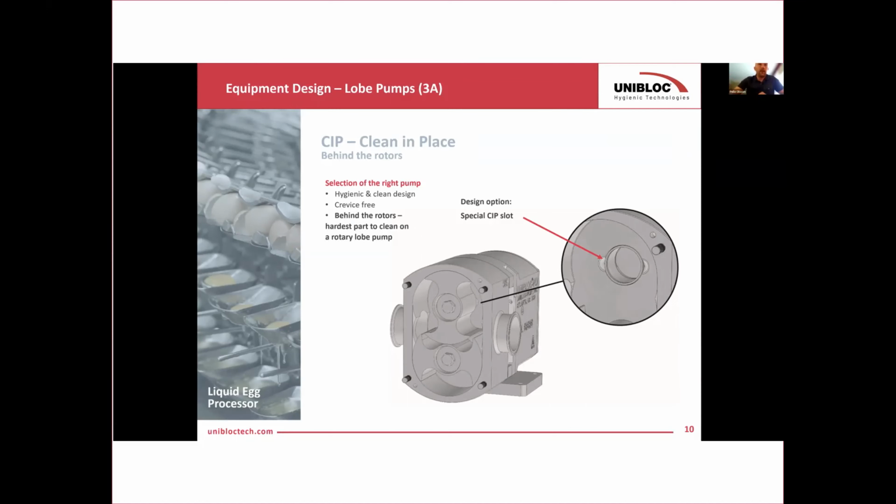features that could be added on, such as a CIP slot, which is what we can call it, that you can see here. I tried to show that on this image. It's a slot that supports the CIP fluid to get behind the rotor and clean out that area better. And that is something we experienced in a liquid egg process plant.